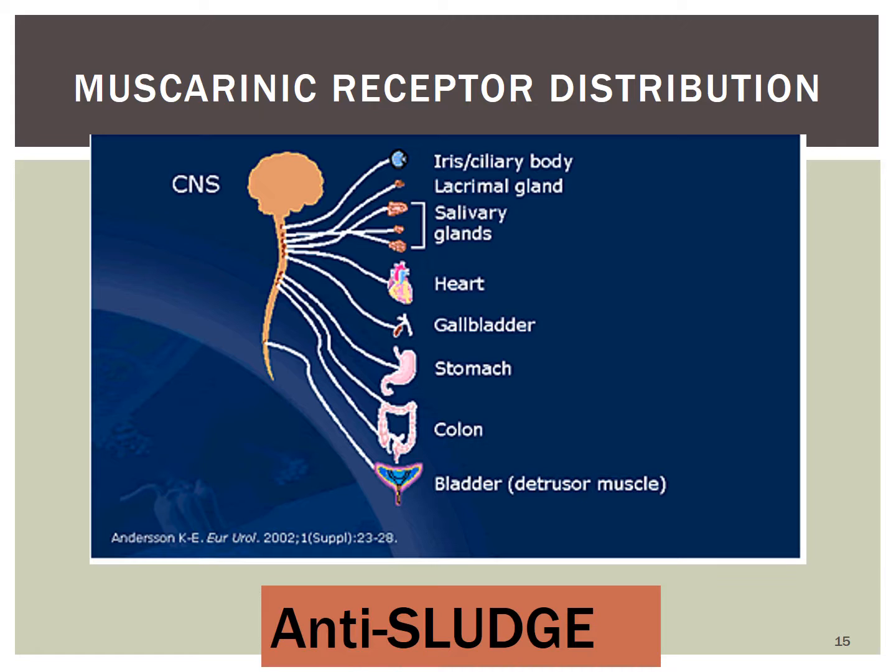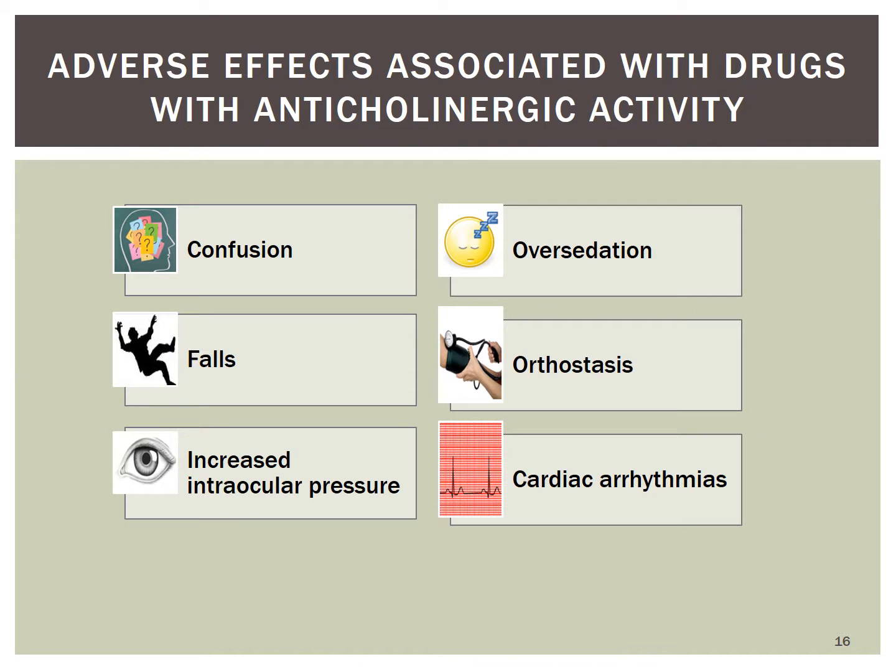All of these side effects can be particularly troublesome in an older adult, who may have some of these things underlying anyway. Other adverse effects that can be associated with anticholinergic medications include confusion, falls, increased intraocular pressure, oversedation, orthostasis, and cardiac arrhythmias.